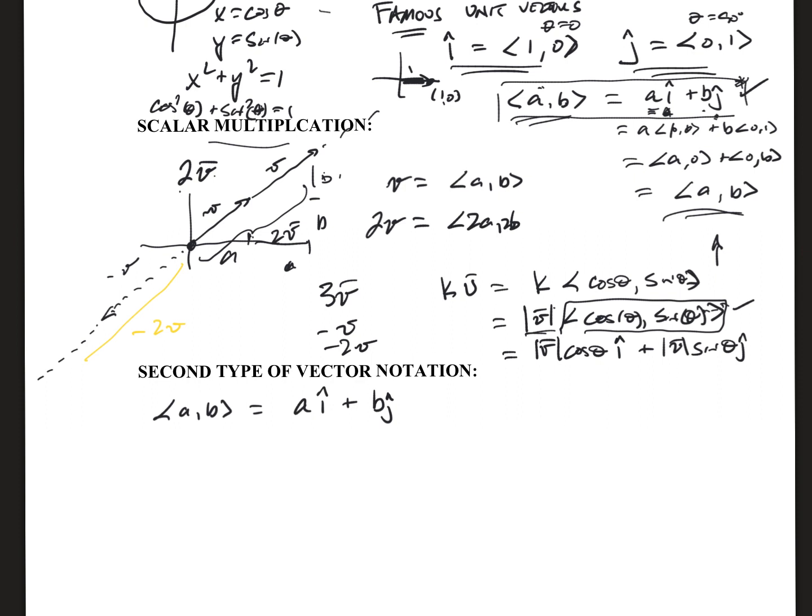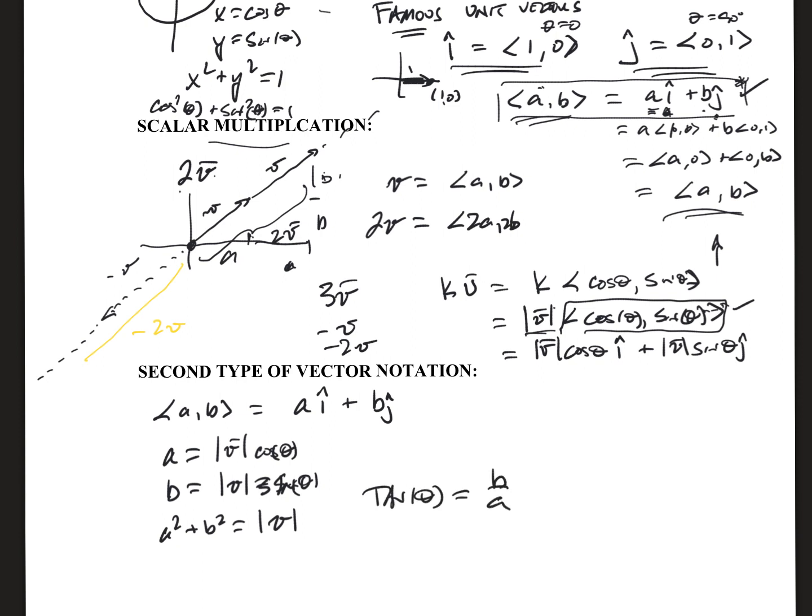And everything is basically an operation here. Our a is given by the magnitude of the vector times cosine of theta. Our b is the magnitude of the vector times sine of theta. Our square root of a squared plus b squared is equal to the magnitude of v. And we know that the tangent of theta is b over a, because I probably should have drawn that picture. So again, there's my theta, there's my ordered pair ab.